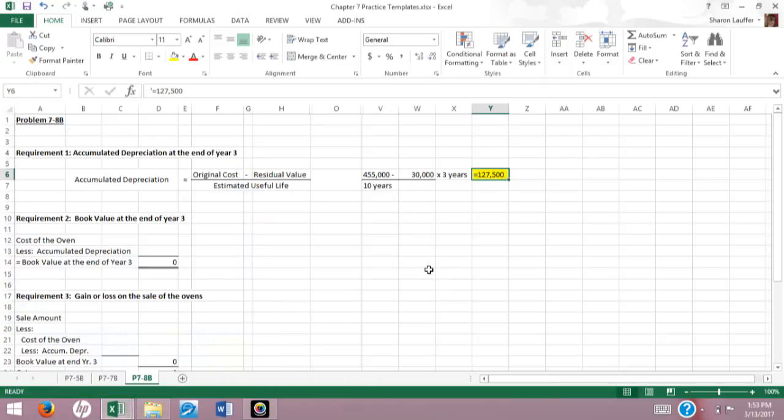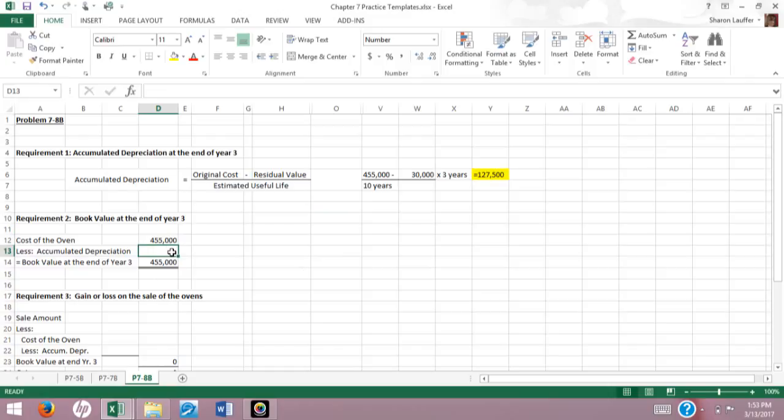All right, so look back at the book. It says requirement 2, calculate the book value of the ovens at the end of the 3rd year. So we've got a cost of the oven, and that's given in the instructions, is $455,000.